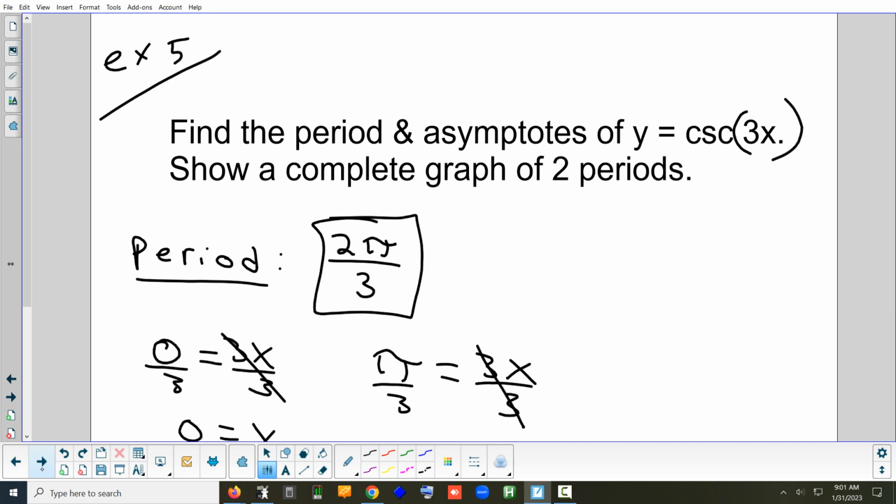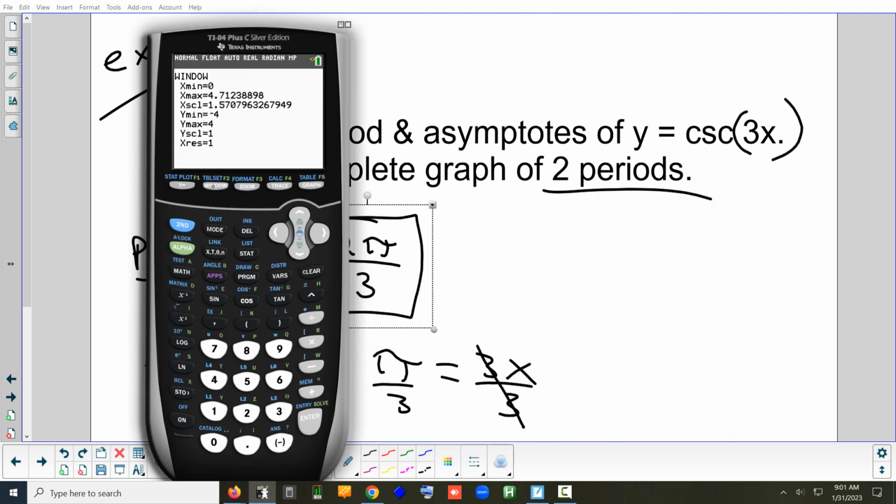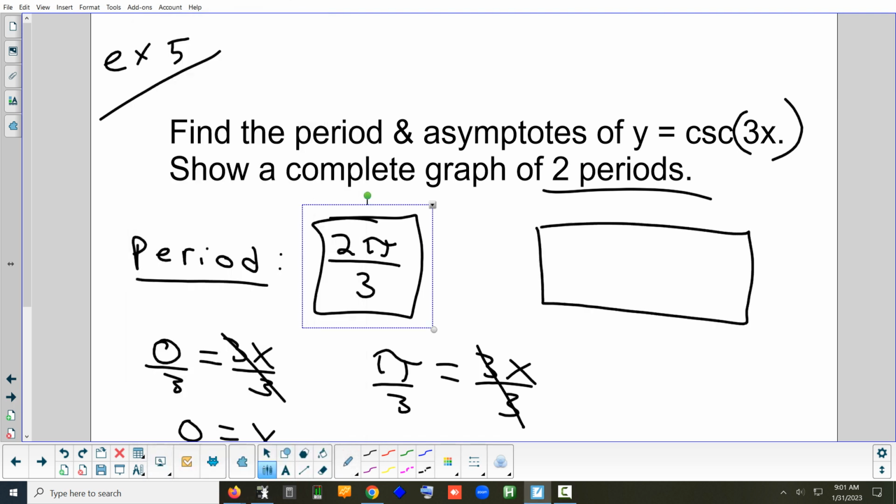It says to graph it and show 2 cycles. Well, 1 cycle is 2 pi over 3. So how much is 2 cycles? Yep. 4 pi over 3. So if you want to show 2 cycles on the screen, the easiest way to do it is to set a window that's 4 pi over 3 wide. I think the easiest way is to just go 0 to 4 pi over 3.